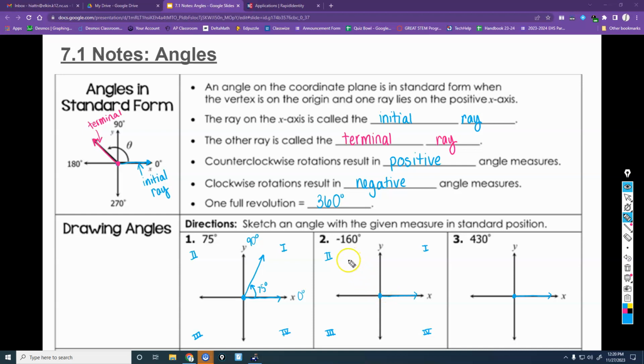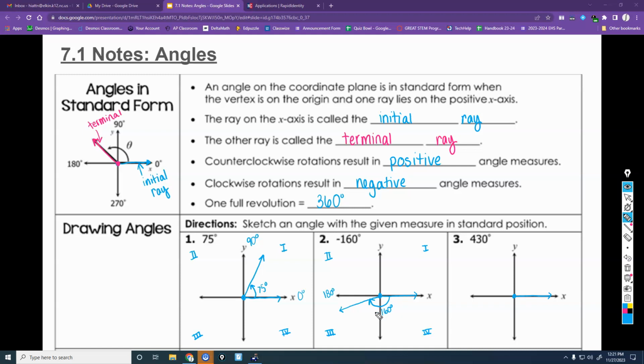I'm surprised, and it may just be that some of you are not voting. I'm surprised I did not have anybody say second quadrant. Third quadrant is correct because since this is negative 160, 180 would be right here, right? But we'd be going in this direction, so 160 would be about right here. That'd be a negative 160 degrees.